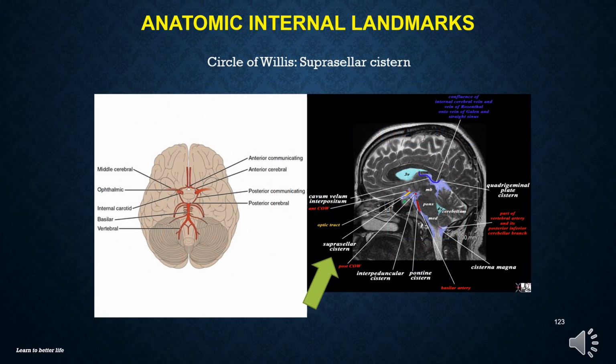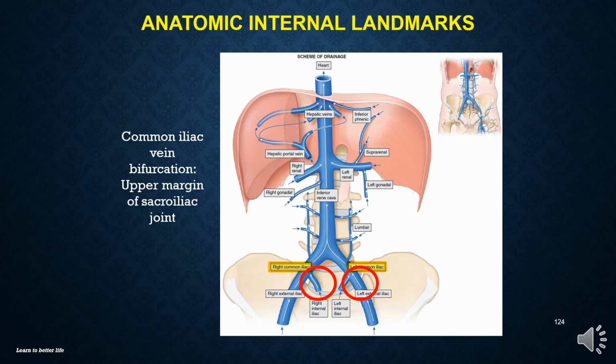The circle of Willis is an arterial polygon, heptagon, formed as the internal carotid and vertebral systems anastomose around the optic chiasm, infundibulum of the pituitary stalk in the suprasellar cistern. Common iliac vein bifurcation is at the upper margin of the sacroiliac joint.